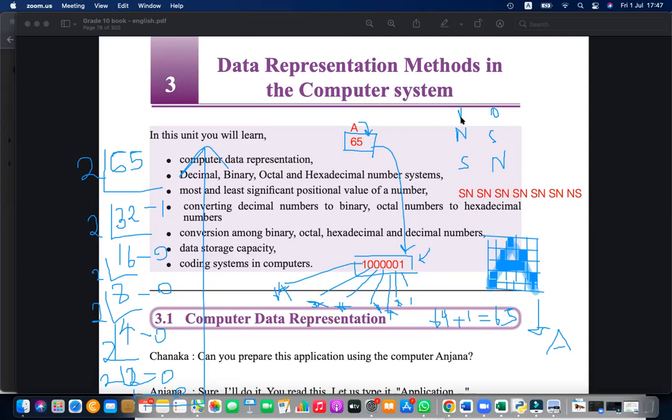So this can be the other way, right? Anyway, this is how the magnetism represents this number. So binary can be easily represented.